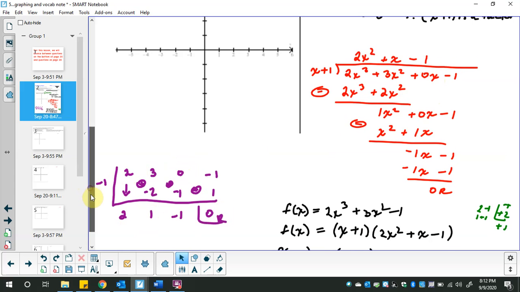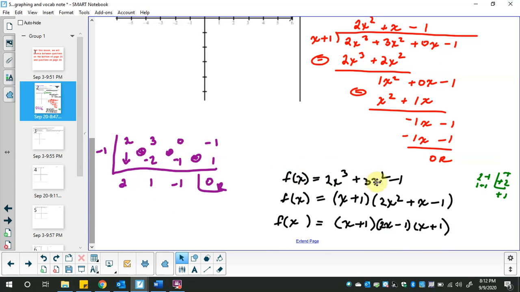So I went on. I restated the question right here. Then I said that f at x was equal to the x plus 1 that we found divided in evenly and the quotient. And then I took the quotient and I factored again because I could. So here's my little green scribblies, and this is what I end up with.